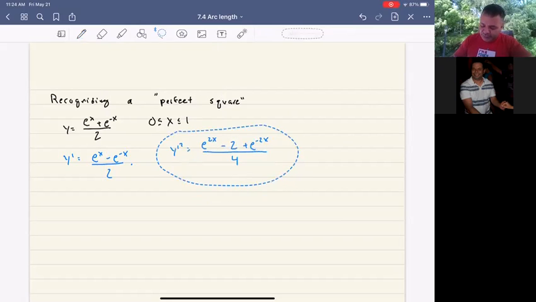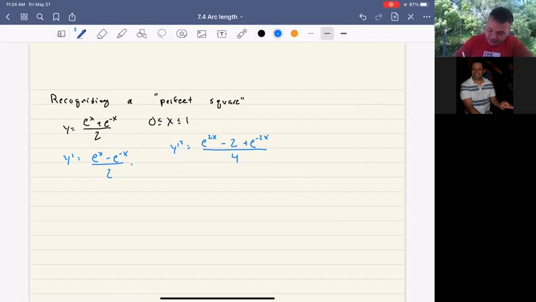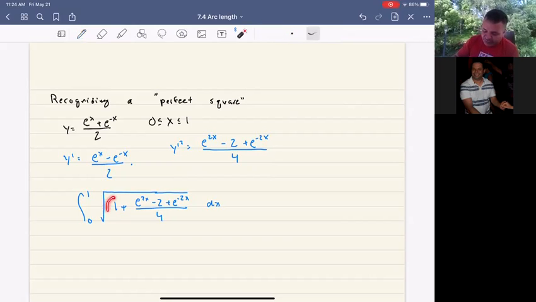So now, let's set up the integral we're going to do. It's the integral from 0 to 1, the square root of 1 plus y prime squared, e to the 2x minus 2 plus e to the negative 2x over 4 dx. But now, here you have 1, and here you have minus 1/2. And that's going to give you plus 1/2.